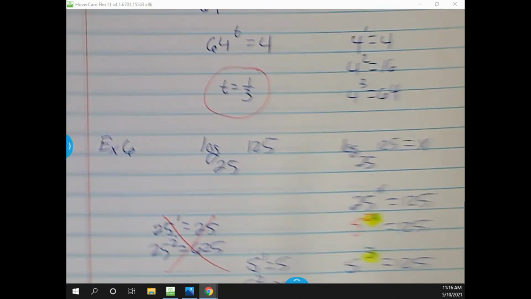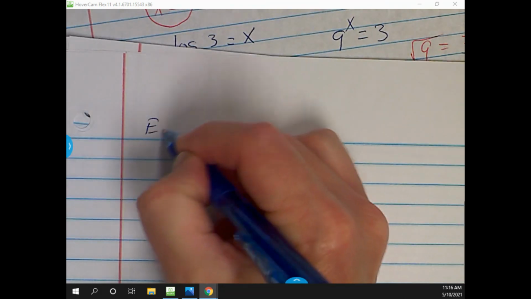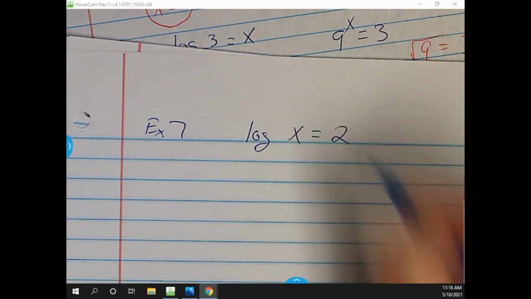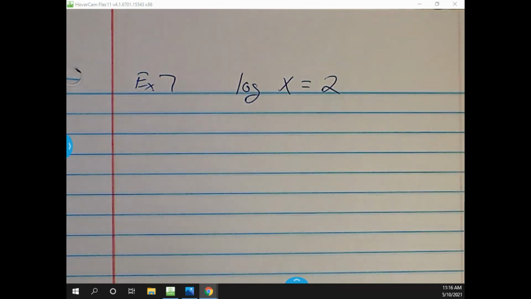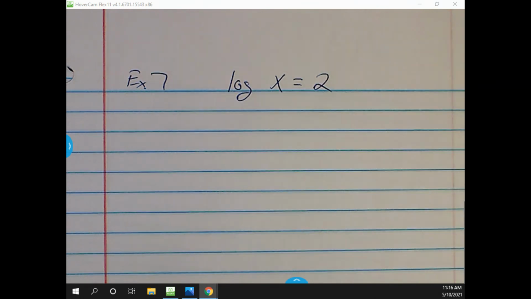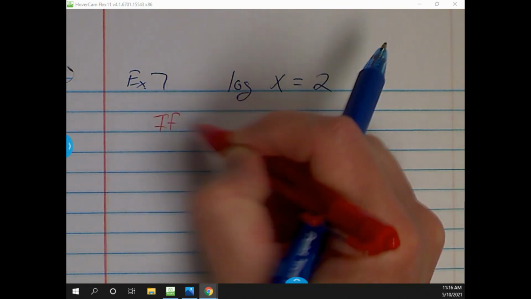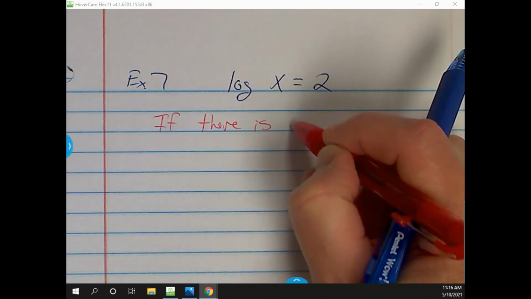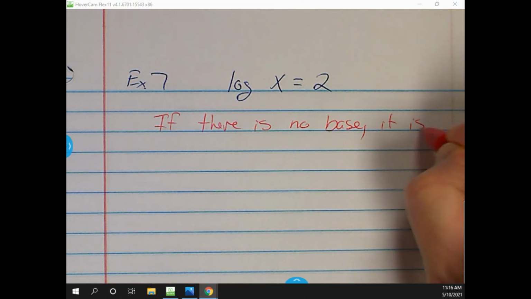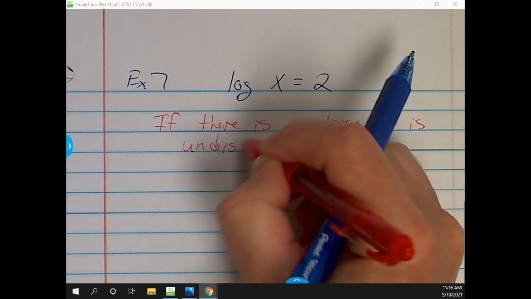All right, and then the last one of the day. Last problem we've got to do. Let's say you've got log of X equals 2. And same thing, they'll ask you to either rewrite it or solve it or evaluate it, something along those lines. This one doesn't have a base. If there is no base, then it is understood to be base 10.